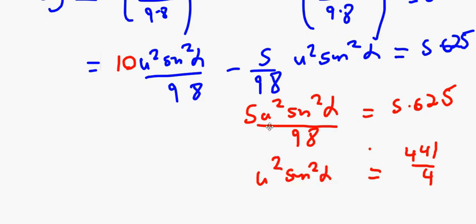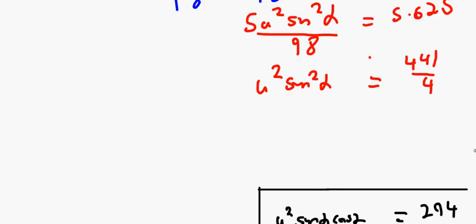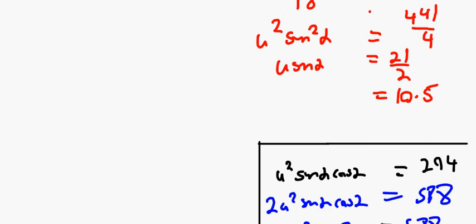If you go back to the very top, what did we say the triangle was again? U cos alpha and U sin alpha. If I get U sin alpha on its own, it's actually one of the answers I was looking for. It's actually the answer for Q. Okay? So this is good news. Square root both sides, and we get U sin alpha, I think it's 21 over 2, which is 10.5. Everybody happy with that?